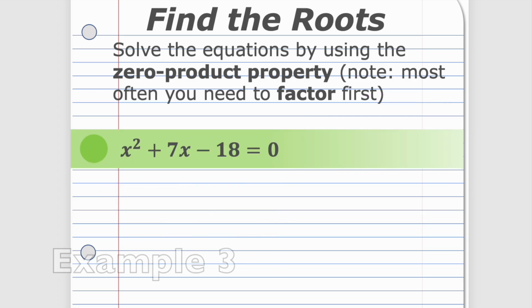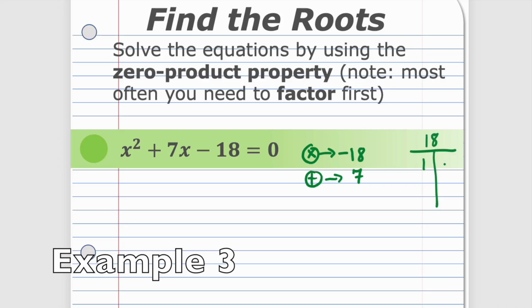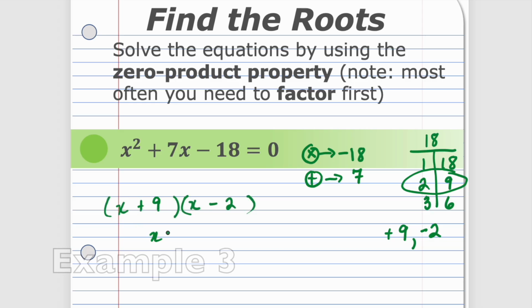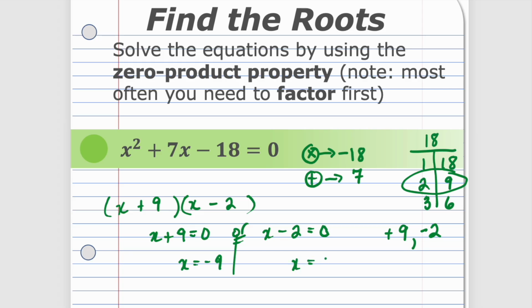Two answers. Next question, we need to find two numbers that multiply to negative 18 and add up to the coefficient of the middle term. 1 and 18, 2 and 9, 3 and 6. If we make the 9 positive and the 2 negative, that should give it to us. x in the front, insert the numbers. x plus 9 is equal to 0, or x minus 2 is equal to 0. x equals negative 9, or x equals 2.